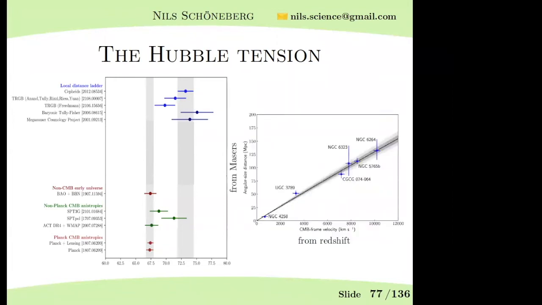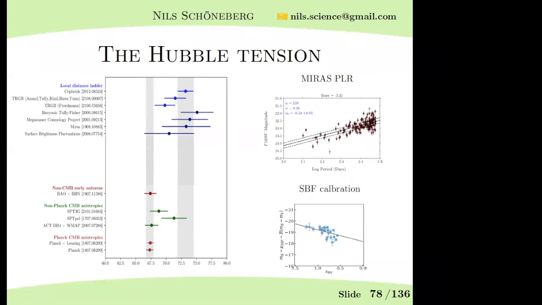Other things where you can do it are masers. This is where you have these objects flying around the central black hole. From their velocity and acceleration, you can measure the position of the central black hole, the distance, and thus you also get, once again, a measurement of the Hubble parameter. And another one is Miras and surface brightness fluctuations. What are Miras? Miras are basically an alternative to Cepheids. It's basically the same principle, except that it's a different kind of star. So there's not much to be said about this.